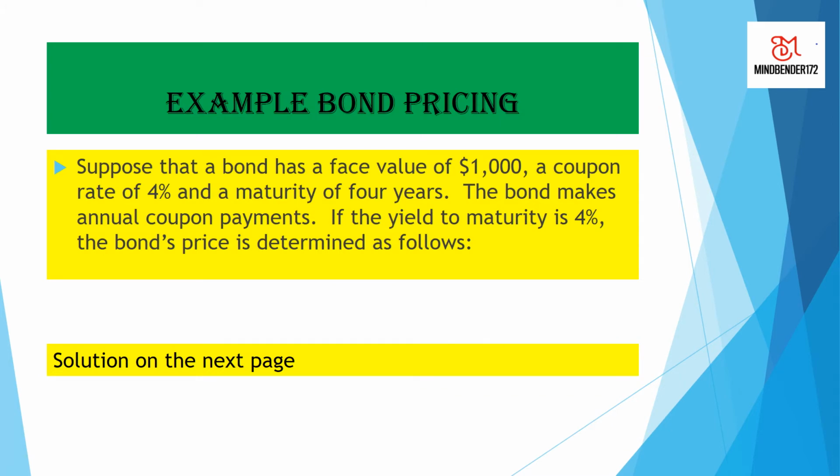Now let's do another example. Suppose that the bond has a face value of $1,000, a coupon rate of 4%, that means the coupon will be 4%, let's say annual, and a maturity of 4 years. The bond makes annual coupon payments. If the yield to maturity is 4%, the bond price is determined as follows. The solution is on the next slide. Let's see that.